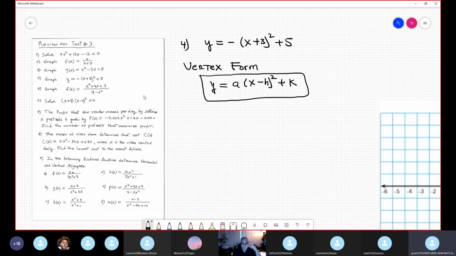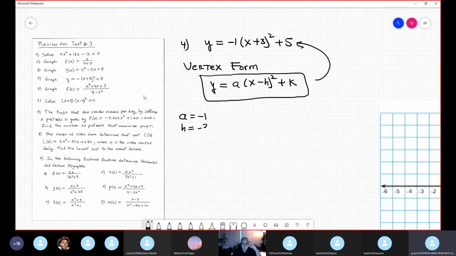When you compare this equation and this equation, I can see that a is -1. Why is it -1? Because we have here an invisible -1. h is -3. Why? Because in the original problem I see plus. Why do we get plus if the original equation contains a negative? The problem is that the h value is negative, and a double negative becomes positive. And k is 5.